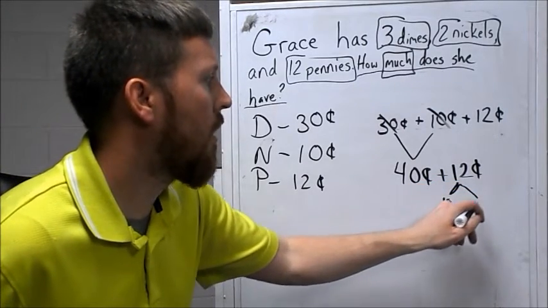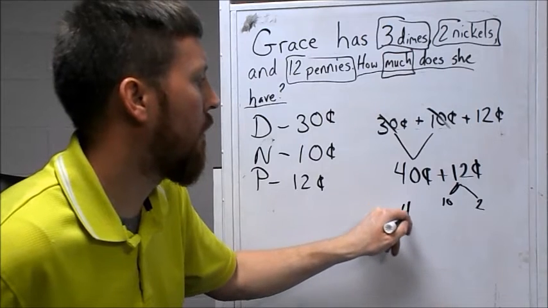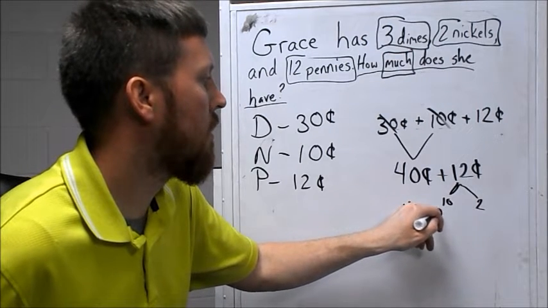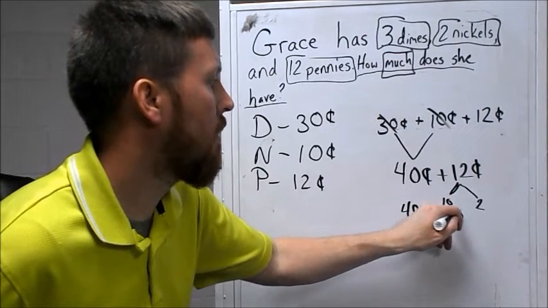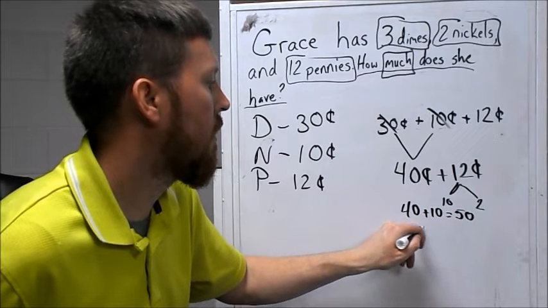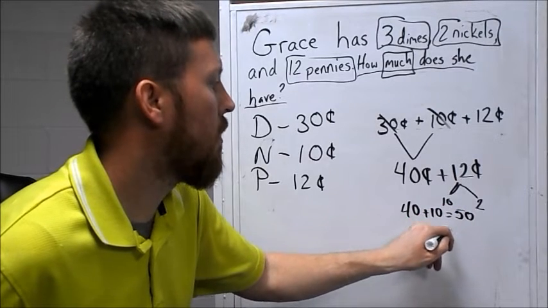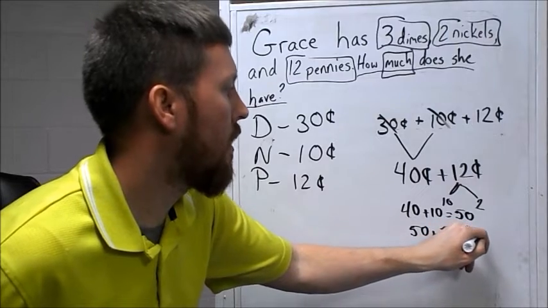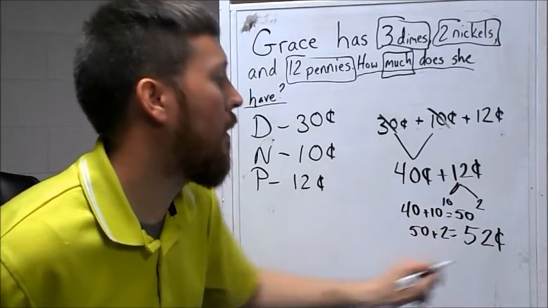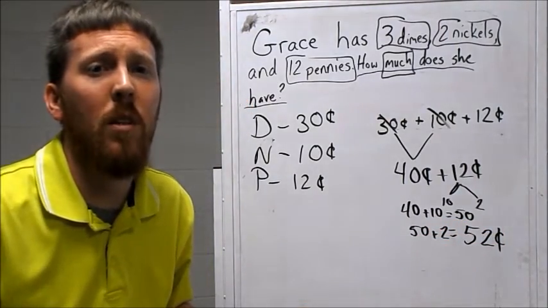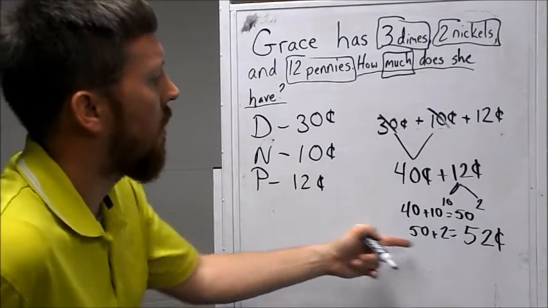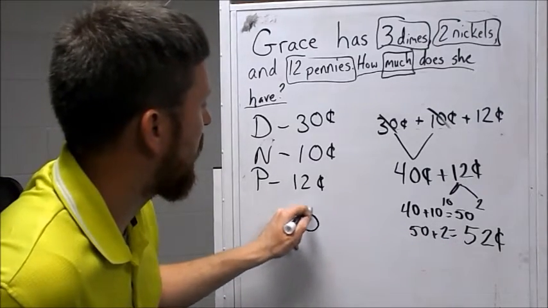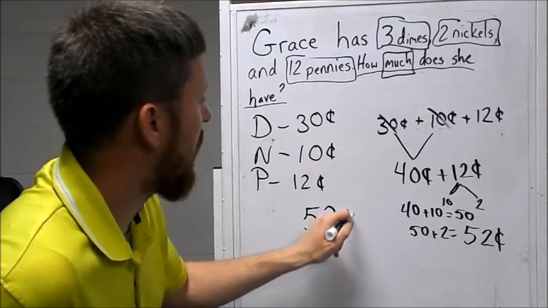Now I can take a 10 out. If I take a 10 out, that's going to leave me with 2. So then I'm going to do 40 plus 10 equals 50. And then 50 plus 2 equals 52. Because it's a word problem, don't forget my label. We're talking about money, so I'm going to use the cent sign. So 52 cents will be my answer.